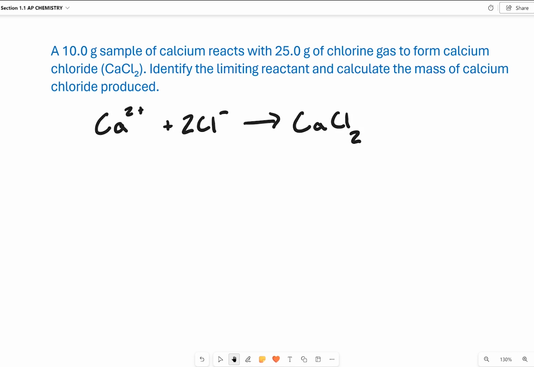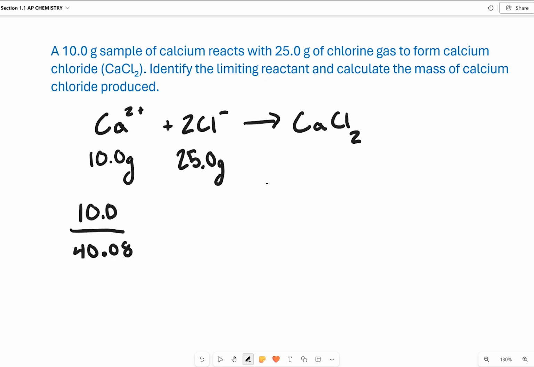Now, we know we have 10.0 grams of calcium, 25.0 grams of chlorine gas. So now we need to figure out the moles of each of these reactants. That means we have to divide our 10 grams of calcium by the molar mass of calcium. So we have 10.0 divided by the molar mass of calcium, which is 40.08. And thinking about this in terms of units for a second, we have grams, and we have grams per mole.